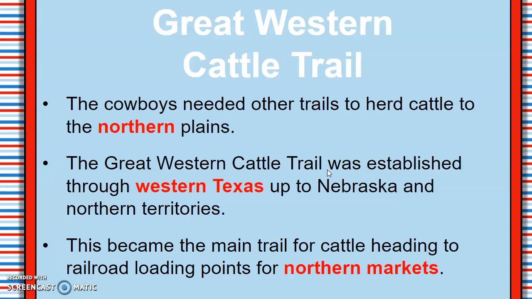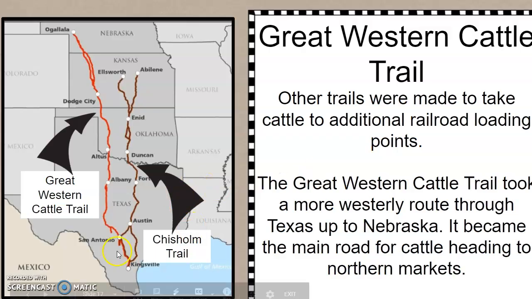And so the Great Western Trail went more northern and, as it sounds, western areas to these markets. And so when you take a look here, the Great Western Trail was going this way to Dodge City and up through all the way Nebraska and really the northern states. A lot of these states up here also were able to get cattle from Texas, and so that's what they did.